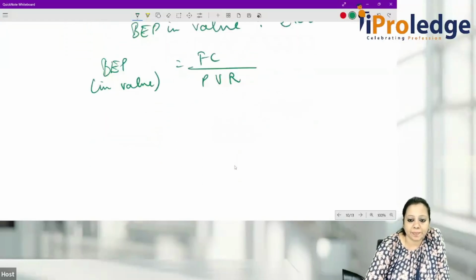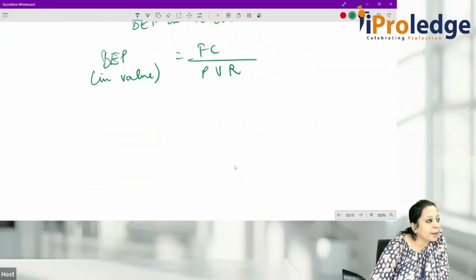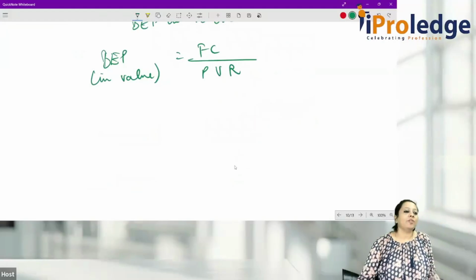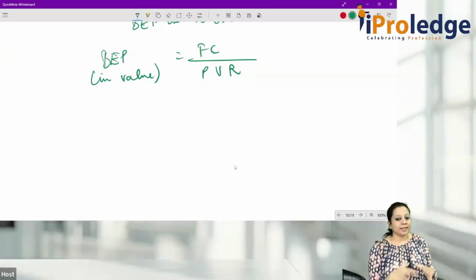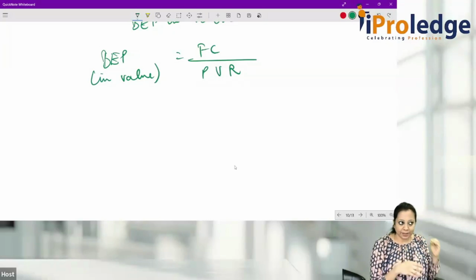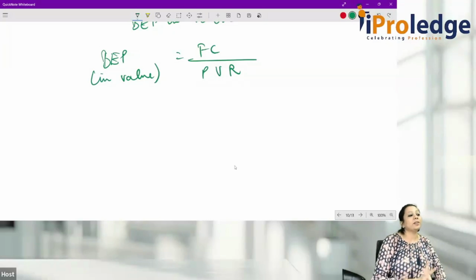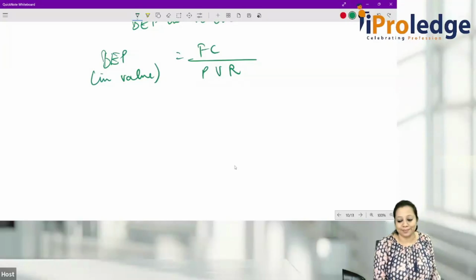What happened? See, ma, there are two formulas. That is BEP when you want in number of units and BEP in value. BEP when you want in number of units, what is the formula? Fixed cost divided by contribution per unit. If you want BEP in value, it is fixed cost divided by PVR. BEP in value is also one level of sales only. If you divide it by 100, you will get the number of days. Understood?